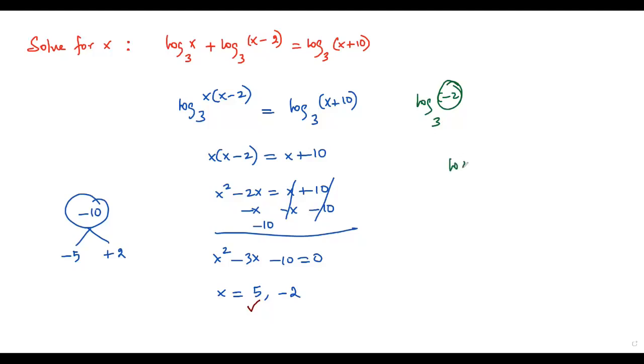For example, if I consider log of x to the base 3, the argument has to be greater than 0. It can't be 0 or negative. Here, when I plug in negative 2 for x, even for the first logarithm the argument becomes negative. So negative 2 will not satisfy the given logarithmic equation, so it is not an acceptable solution. There is only one solution for the given logarithmic equation, that is x equals 5.